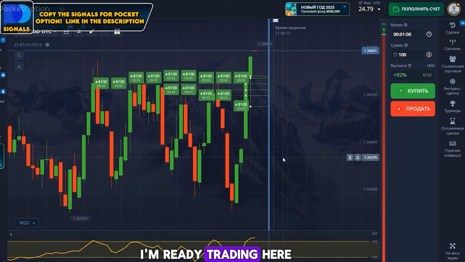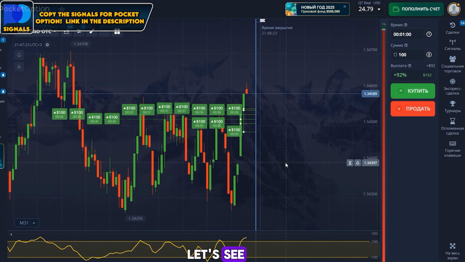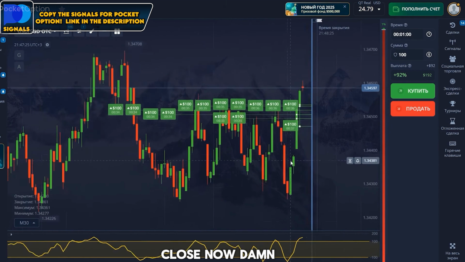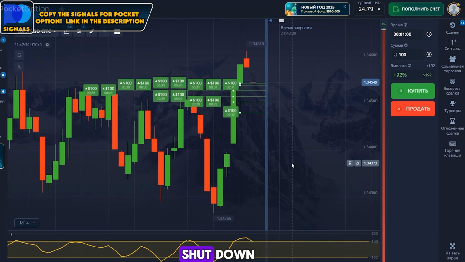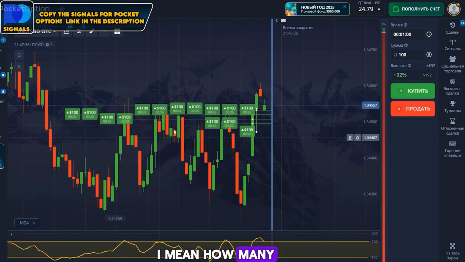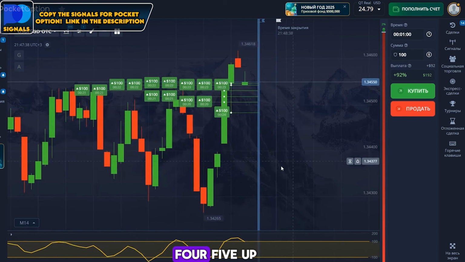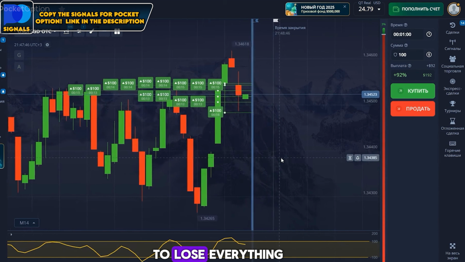I'm trading here relying on my experience, a bit not according to this indicator. Let's see how our trades are going to close now. Damn, this is just awesome. I mean, it's just great. I hope we don't get shut down. What are you doing? No, don't do that. Go up, go up. We had a breakout in this area. I mean, how many touches were there? 1, 2, 3, 4, 5, up. No, go up. Come on, are we really going to lose everything?